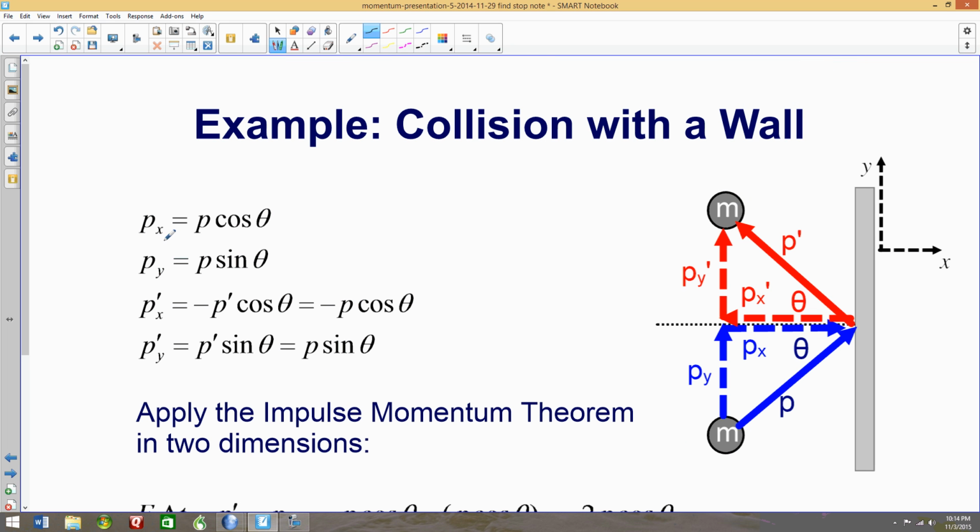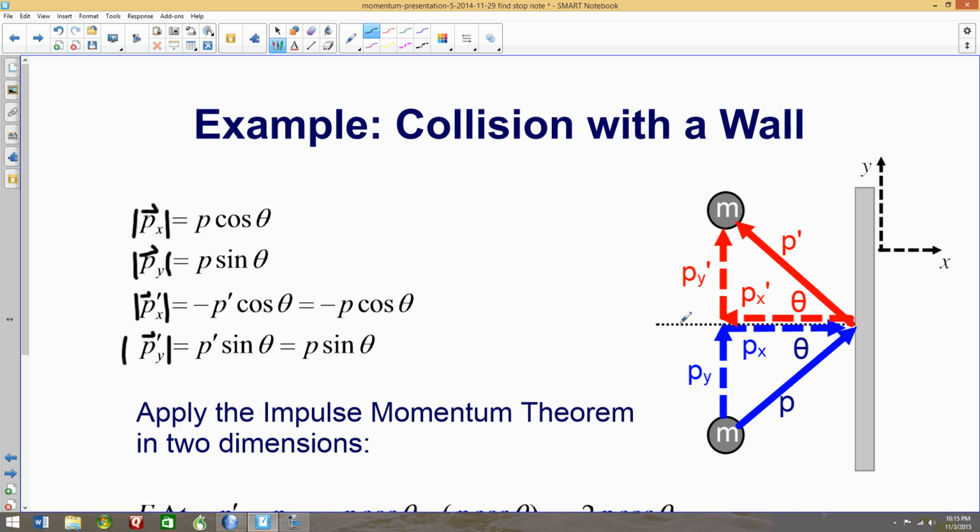Okay, so we know that the x component magnitude is equal to P cosine theta. Py, which is the magnitude of the y component, is equal to P sine theta. P prime x is negative P prime cosine theta. Let's make that a magnitude. And P prime y is equal to P prime sine theta.